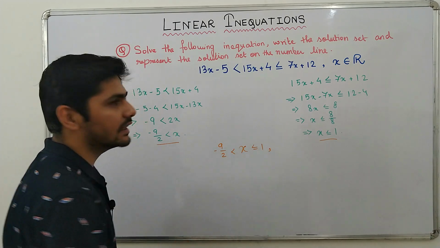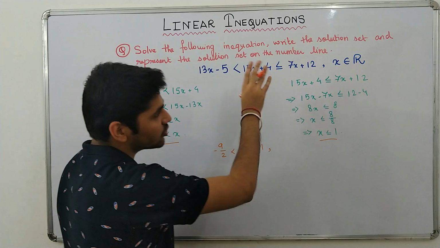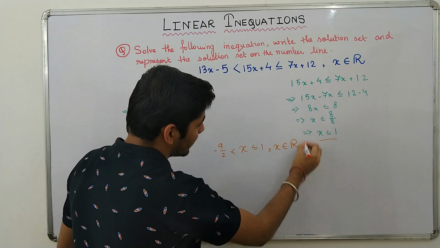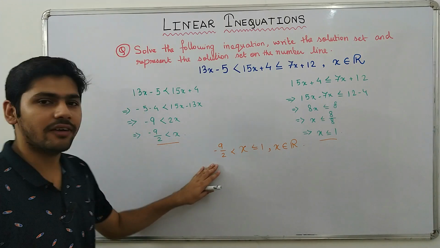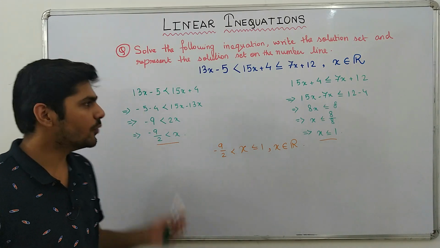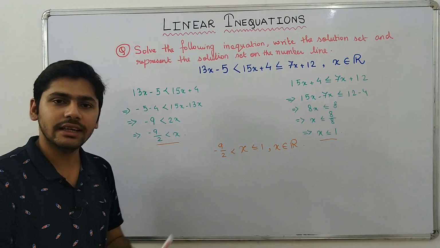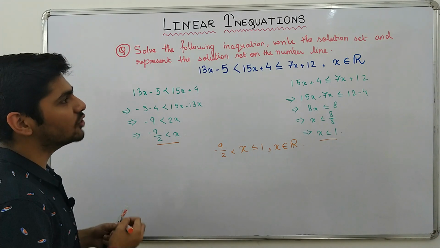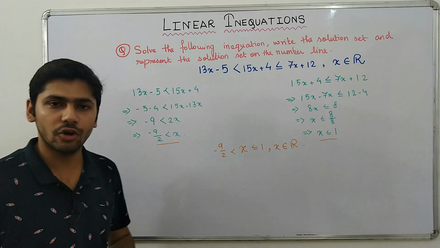And finally it was given in the question that x belongs to real number. So I will write that. And guys, this is the final solution. So you can see that this is very, very simple. What is the next thing that we have to do? We have to write the solution set. Now how to write the solution set?